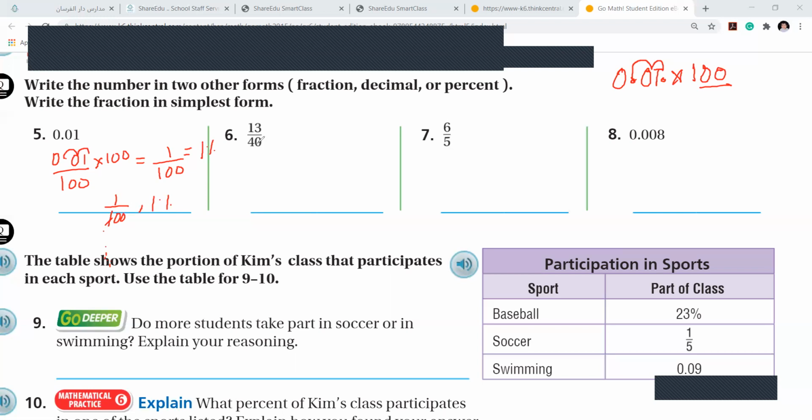Now I cannot make 40 into 100. First, let us divide. I don't have space here, girls. 13 and 40. Put a point and a 0. Try, girls. 43, right? 40 times 3, what does it give us? 120. Okay. 120. Then the remaining is 10.